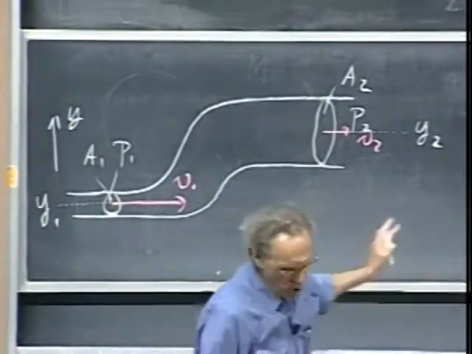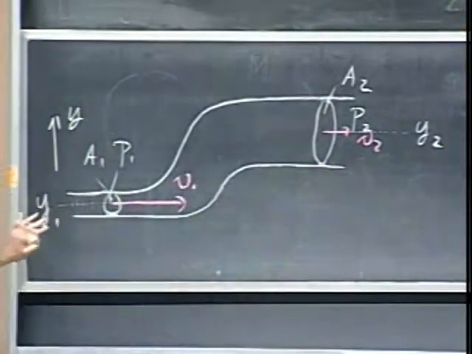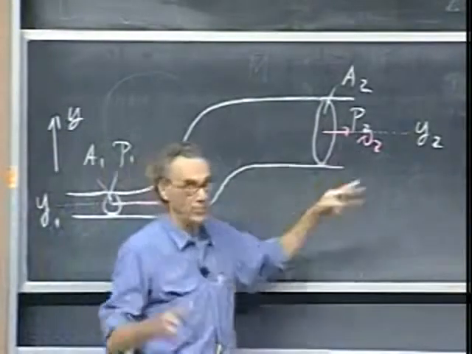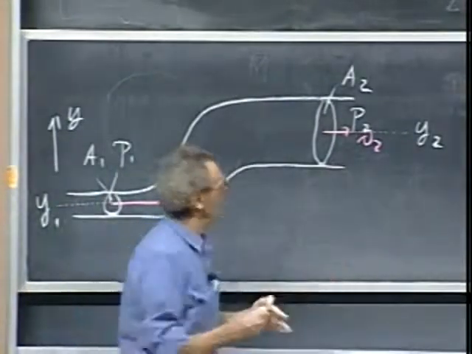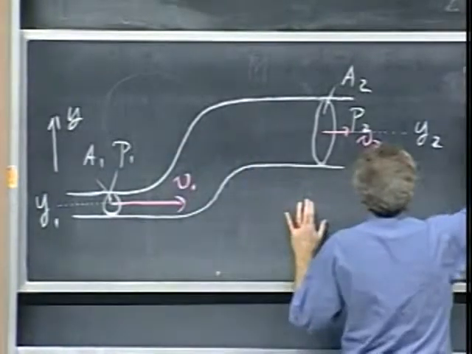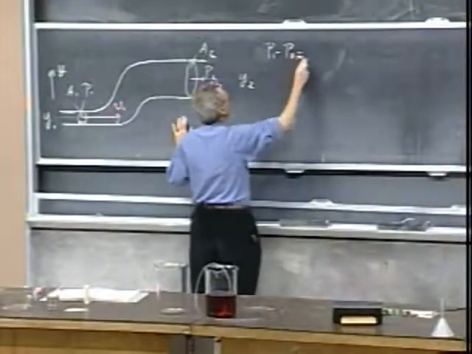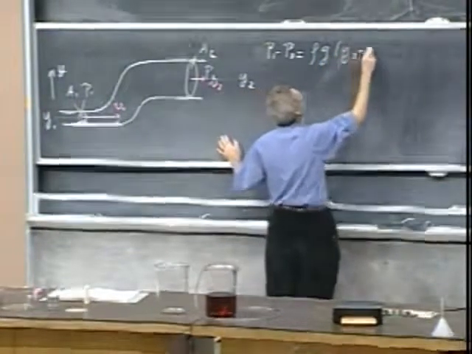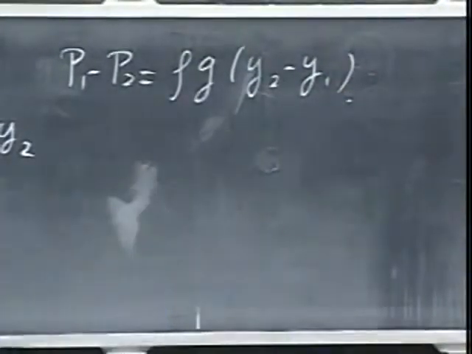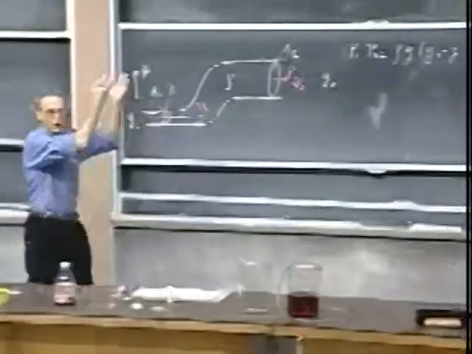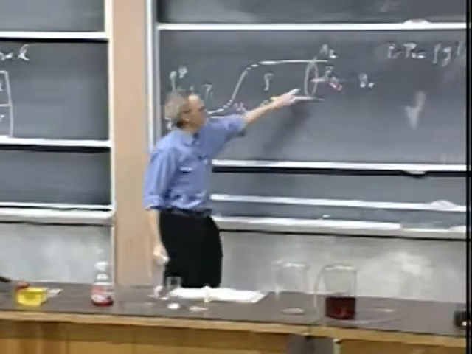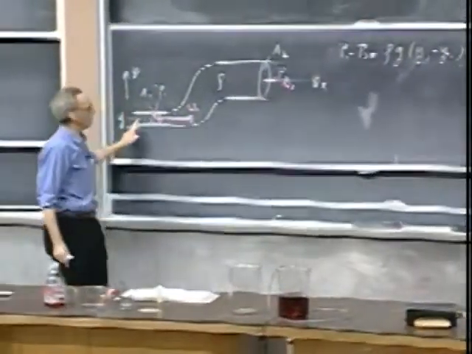Now if this fluid were completely static, if it were not moving, so forget about the V1 and forget about the V2, it's just sitting still, then P1 minus P2 would be rho g times (Y2 minus Y1), if rho is the density of the fluid. That's Pascal's law. So we'd just be sitting still, and we know that the pressure here would be lower than the pressure there.